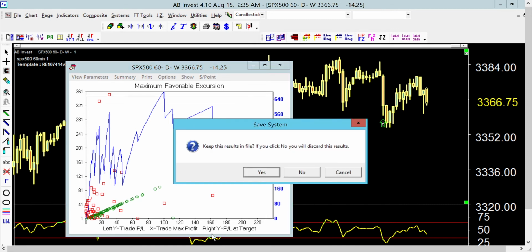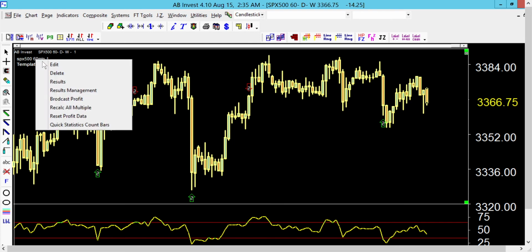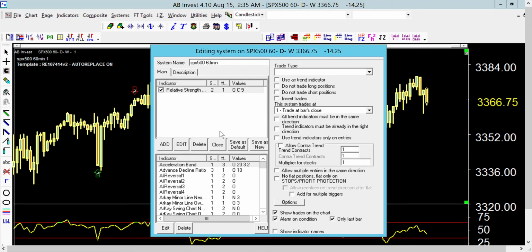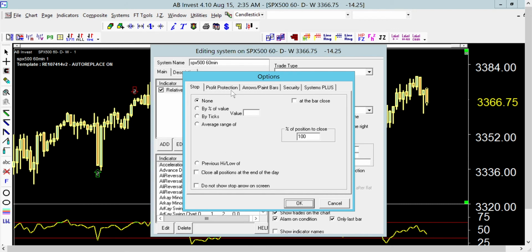Okay, so I'm closing this menu, I'm reopening my system. From the system's main screen, I'm going to the options button, to the profit protection sub-screen, and I'm choosing by percentage of value. So 100 points is around 3%. It's around 3%, and exactly it's around 3.27% of the average instrument value of this instrument within the last 11 months.